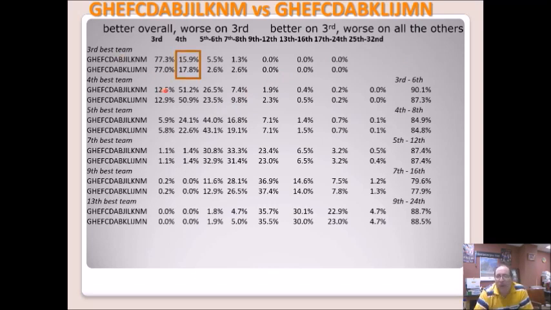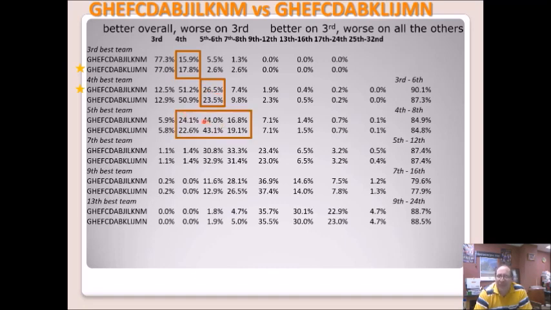I'm not going to go through too many of the numbers, but at the 3rd best team, the difference is that the bottom one here, KLIJMN, does a better job of getting the 3rd best team into 4th position, and so that has an advantage. We'll give it a star there. But when you get up to the 4th best team, the JILKNM does a better job of getting it into the 5th and 6th position. So give it a star.